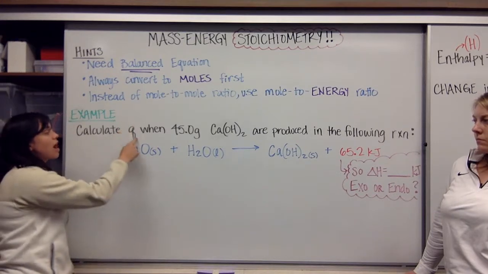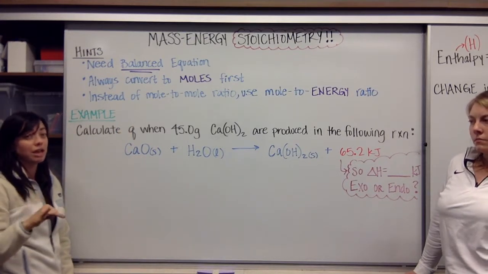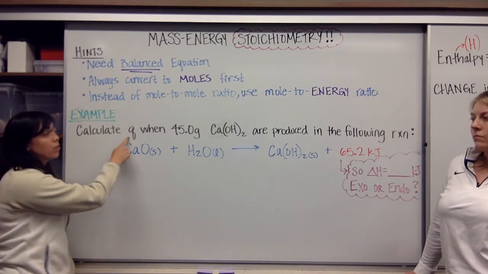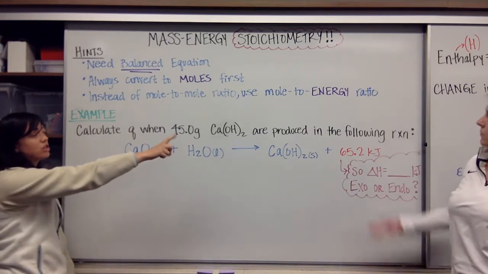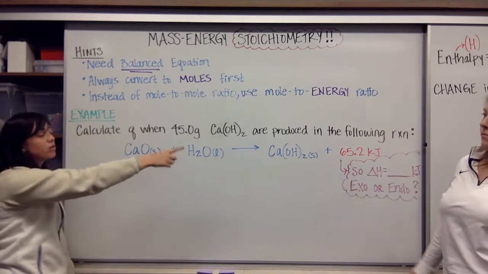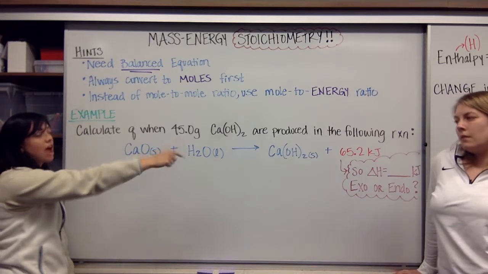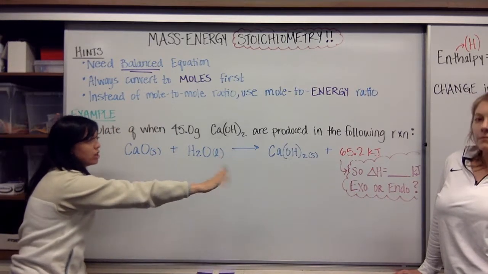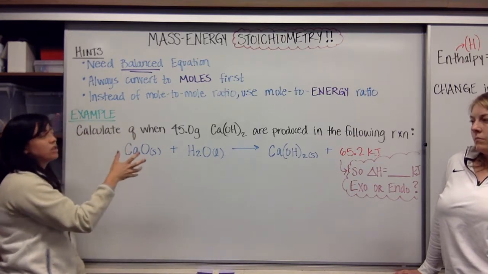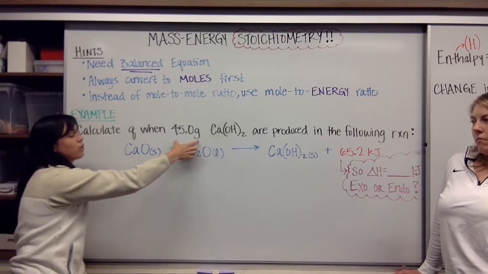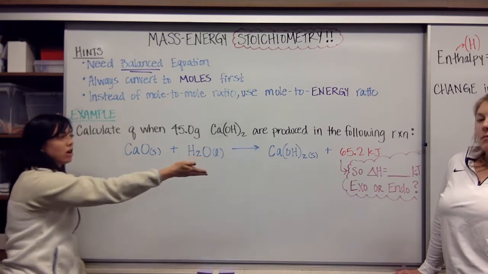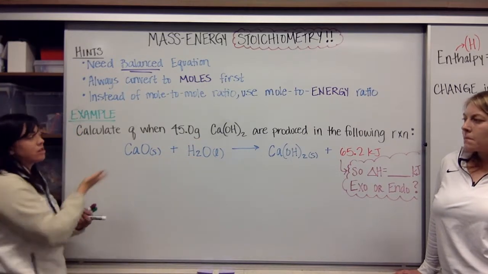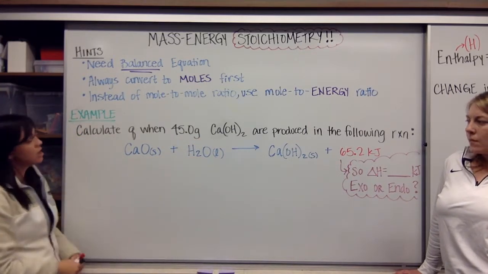Now remember we talked about how we're going to kind of interchange Q and H. This is an example where we are talking just about that energy that is produced there at the end. The actual delta H is for the balanced chemical equation, but Q is going to be the energy that is released when we actually have 45.0 grams of calcium hydroxide. So Q is going to tell us the heat that is released.